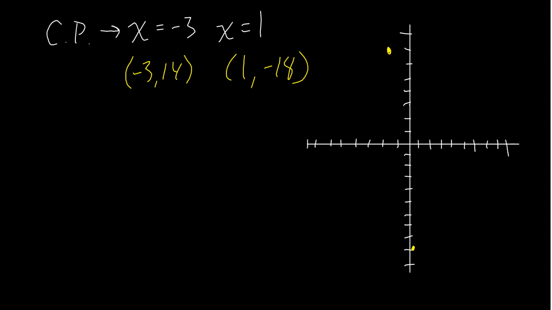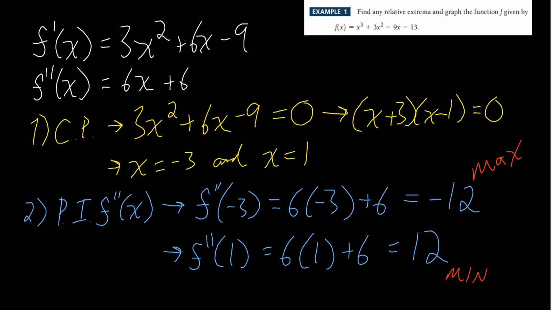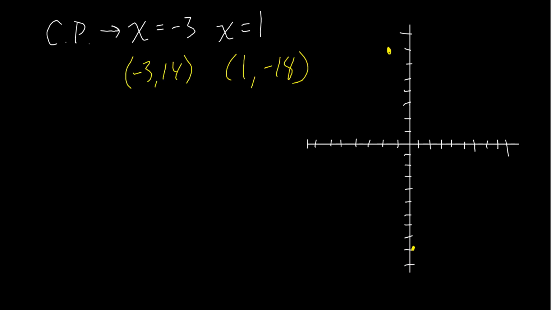So these are our critical points, and we figured out that -3, 14 was a relative maximum because when I plugged -3 into the second derivative, it was a negative number, which told me it was a maximum. And we know that 1 is a minimum because when we plugged it into the second derivative, we got a positive number, which means that it is a relative minimum. And of course, you can kind of see that because it's down here and this is up here. And from there, we can pretty much figure out that this graph obviously doesn't have any holes or anything.